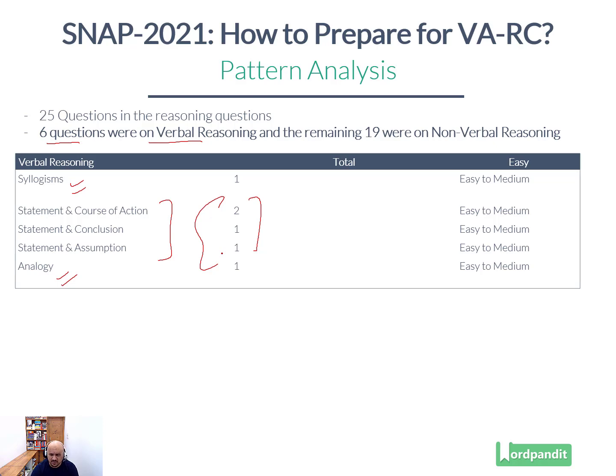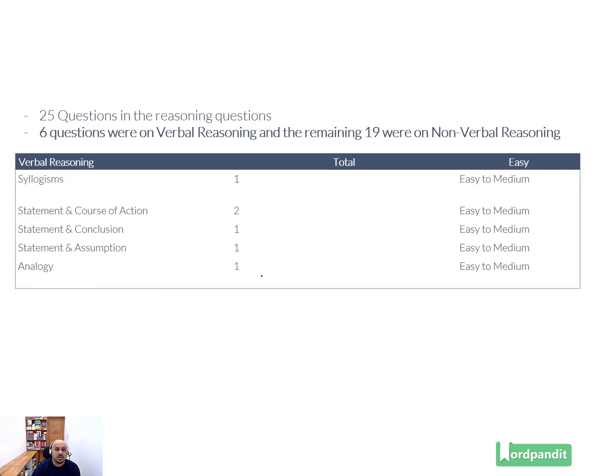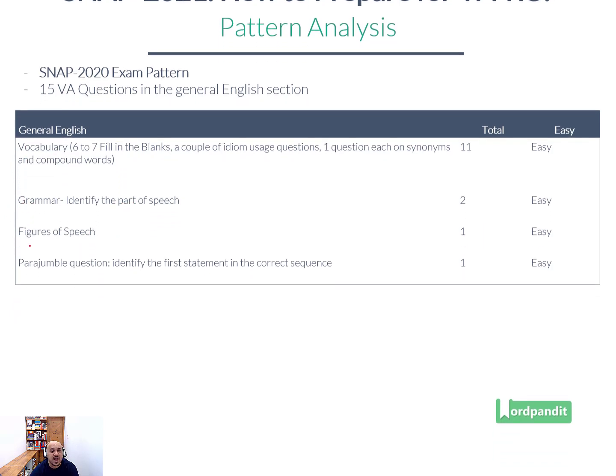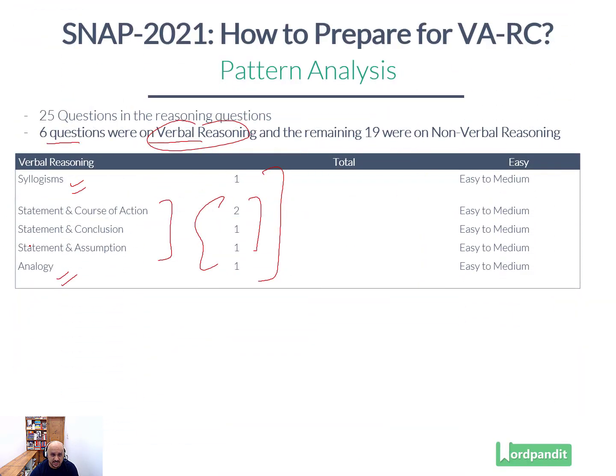The others were non-verbal reasoning, logical reasoning, and so on and so forth, clocks, calendars. So those were the other topics. We are only focusing on topics which are related to English and verbal. Hence, these were the 6 questions based on the verbal reasoning portion, right? So you can look at the first section as a general English section which focuses on grammar and vocabulary alone, and the reasoning section has questions based on verbal reasoning. So that's the pattern analysis for the last year.